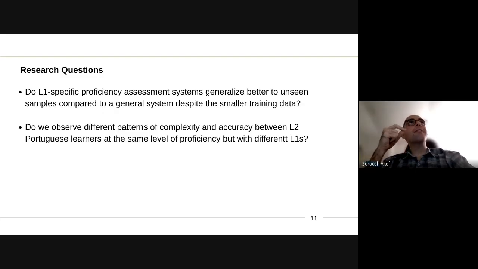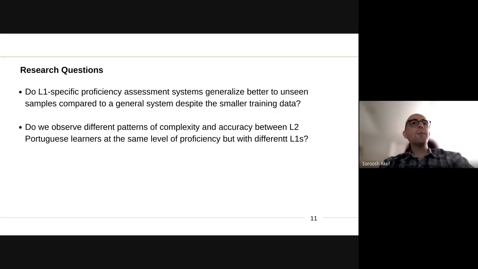So the questions that we're trying to answer are really simple. We want to see if an L1 specific proficiency assessment system generalizes better to unseen samples compared to a general system that has more data. Because generally we assume that more data means better performance. But if the data is not of high quality, then more data doesn't necessarily mean better performance. So if being L1 specific makes the data of higher quality, then we should expect to see a smaller model trained on L1 specific data to perform better than a larger general model.